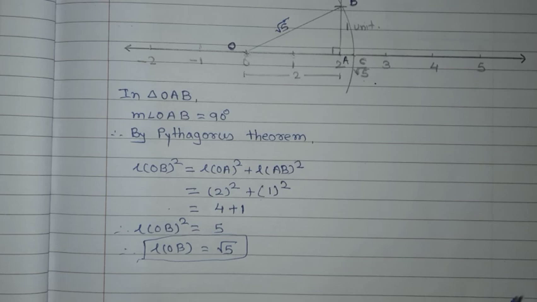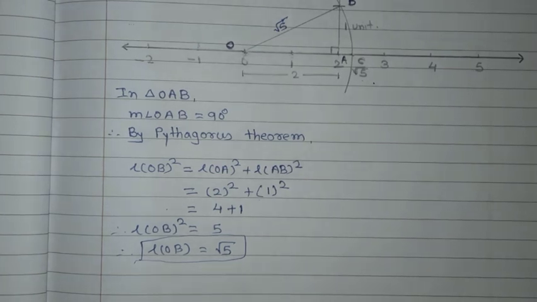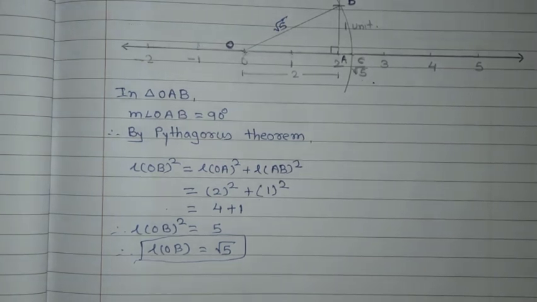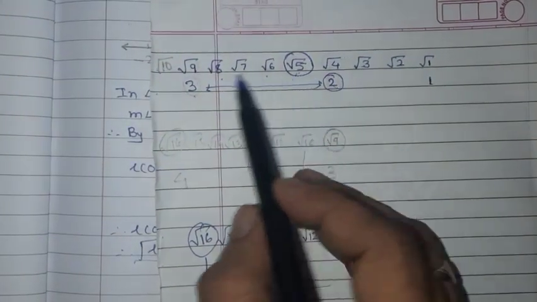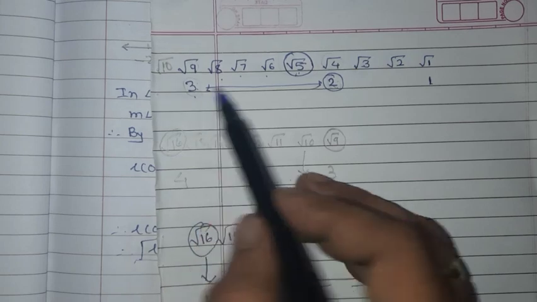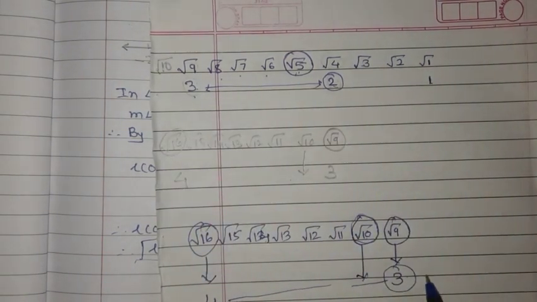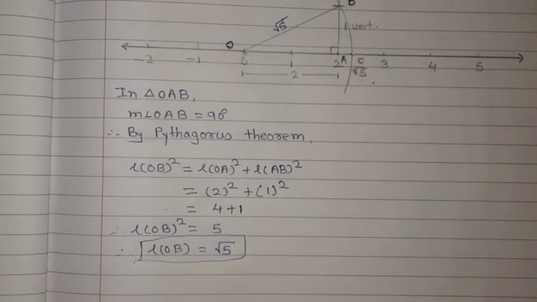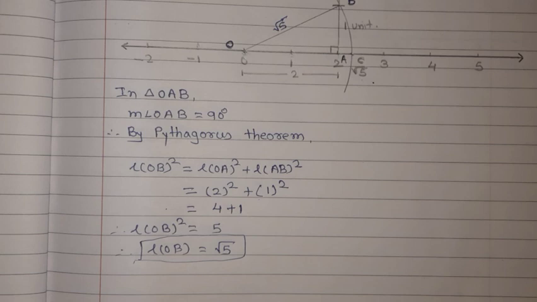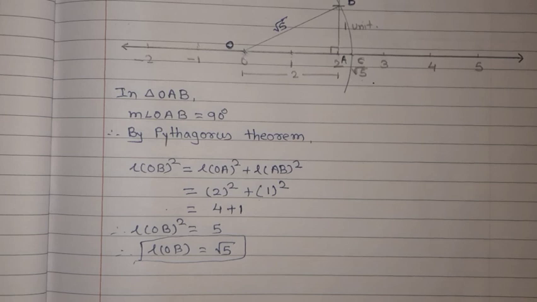For that purpose, first of all, we have to find the position of that number. That means first of all we have to find this number lies between which two numbers. That we have to decide first, and then we have to follow the procedure to find any number on a number line. I think everyone understood this. Try to draw this in your notebook.